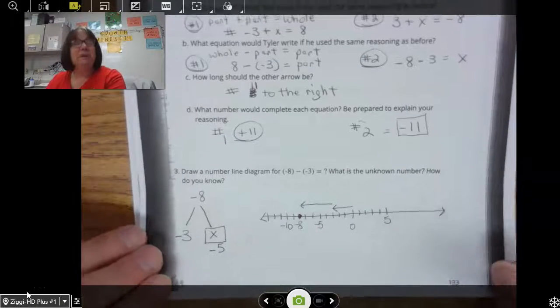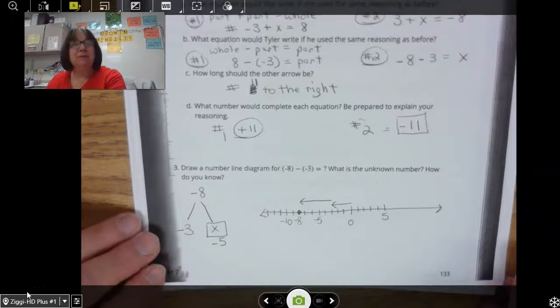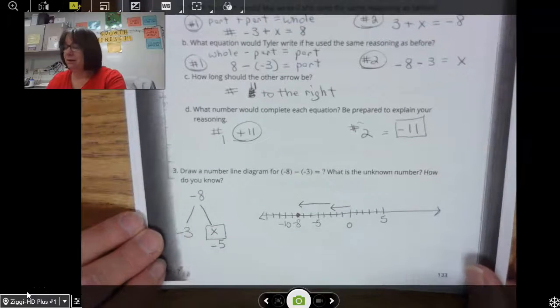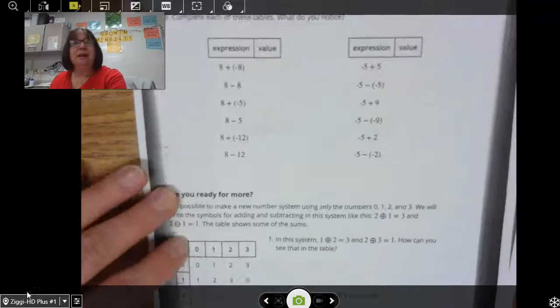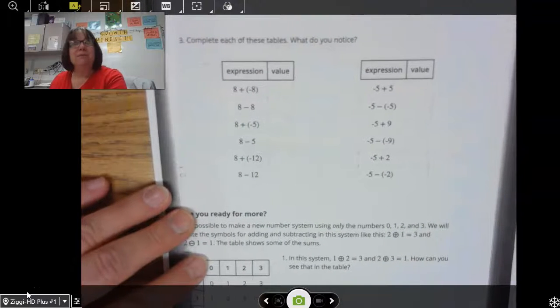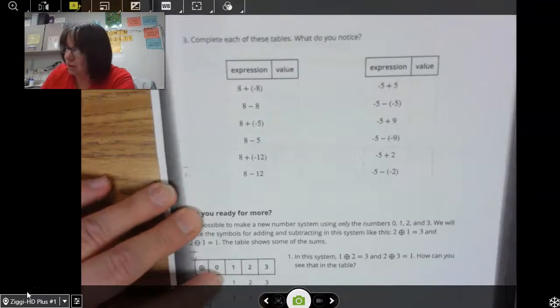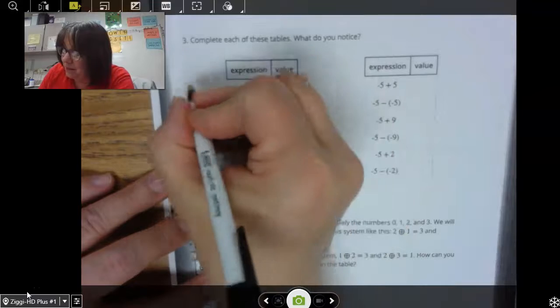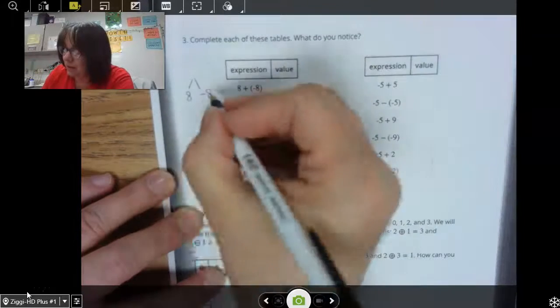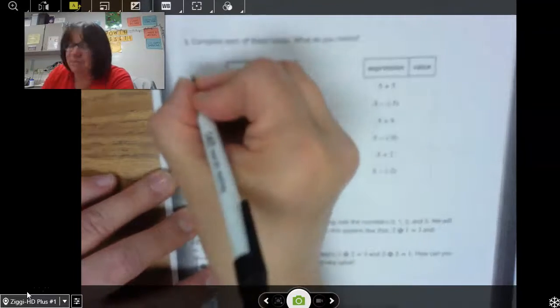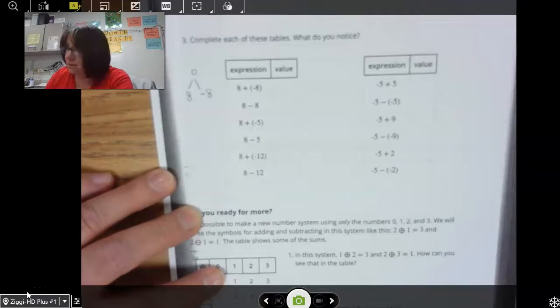Okay, so again, see how the number bonds help you find the missing parts as well as the number line can do that. All right, we're going to complete this table at the top with number bonds. Use number bonds if you need to. So I know that 8 plus negative 8, those would be my parts. I'm looking for the whole. 8 plus negative 8, those are opposites. You're always going to get 0.